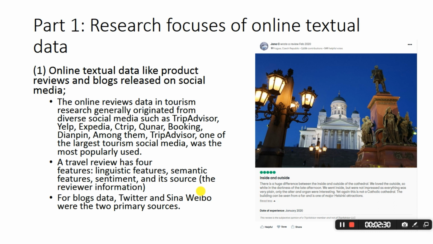From the sentiment features to see, this review includes positive and negative feelings. The positive feelings sentence like "we love the outside of this church." The negative feelings could be reflected from "we went inside but were not impressed." In this review, we can also know some reviewer information, such as the nationality and the publishing date. For blog data, Twitter and Sina Weibo were the two primary sources in tourism research currently.